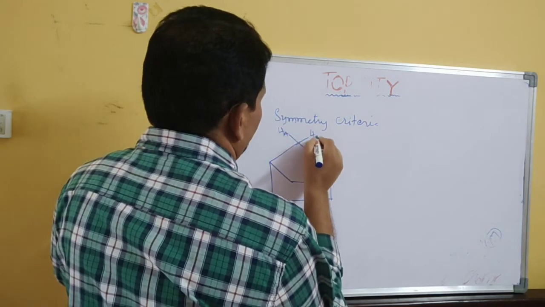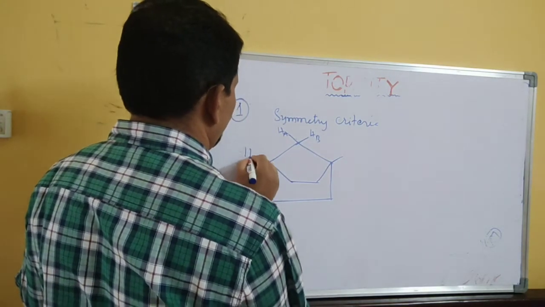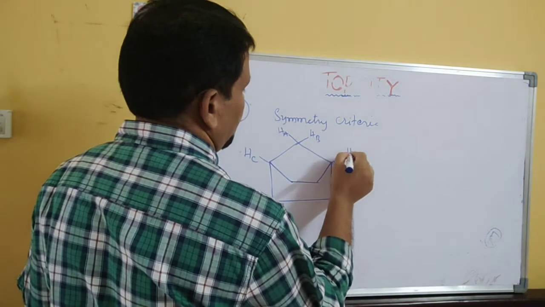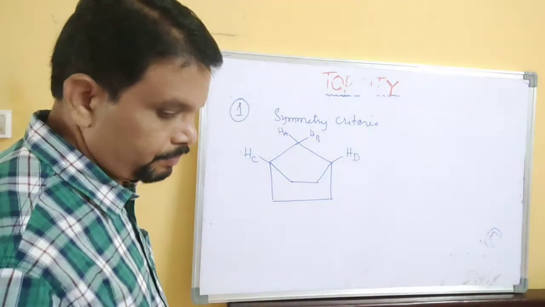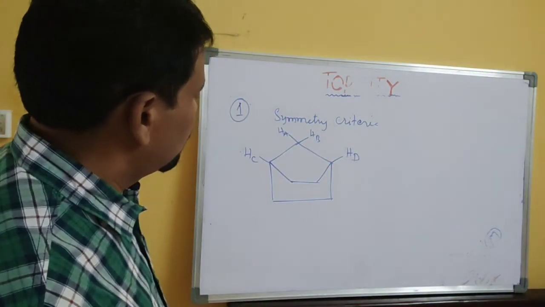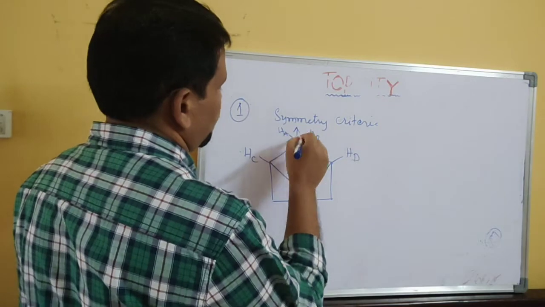HA, HB, HC, HD. Okay, so here is the CN axis of symmetry.